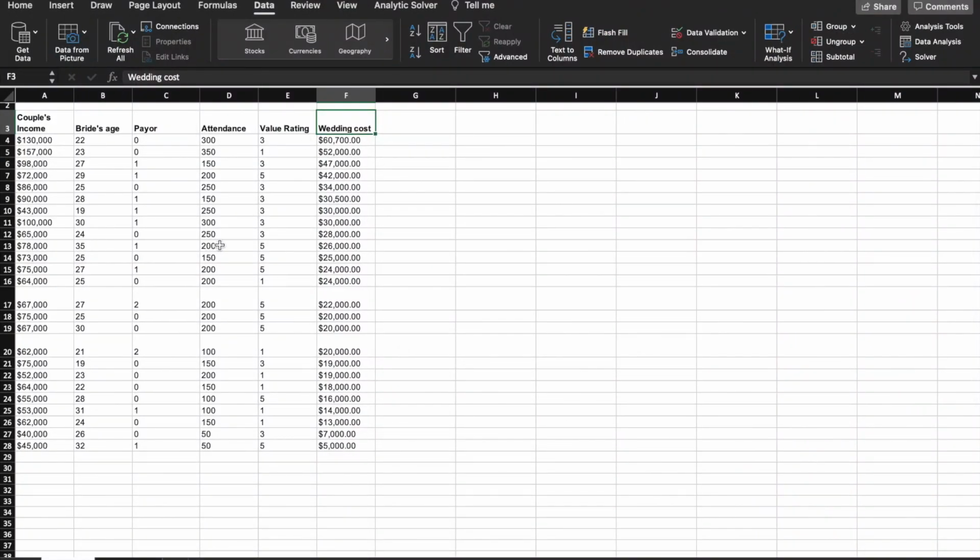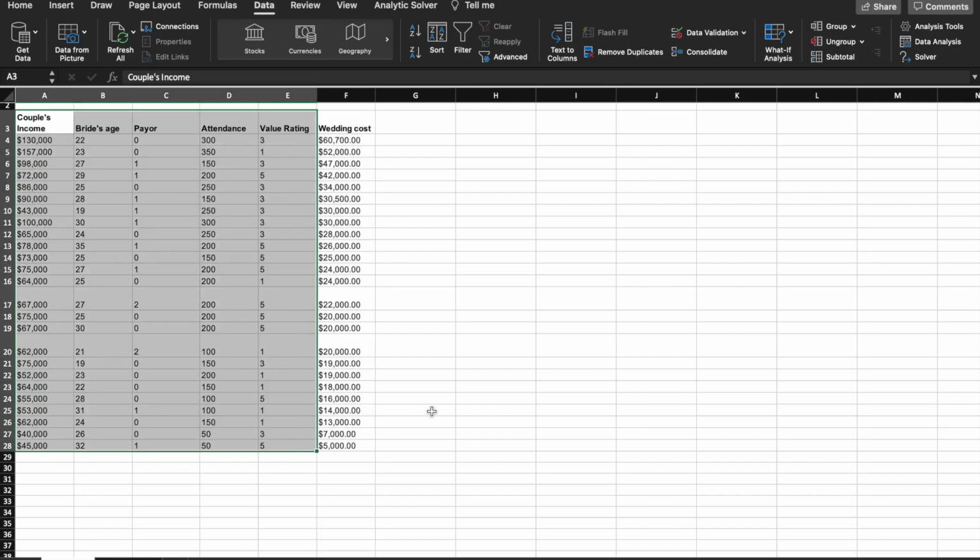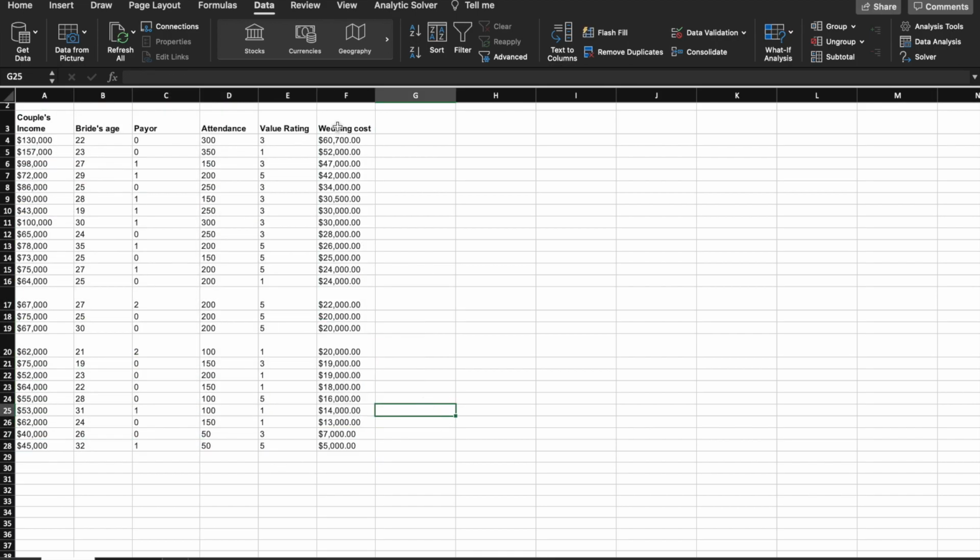Now we're back to the original data set, and our initial objective was to create a prediction model that will help us predict wedding cost using all of these factors. Another thing that it's going to do is help us to find the impact that each of these factors have individually on wedding cost, and particularly the changes in wedding cost.